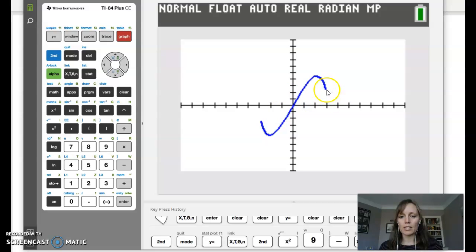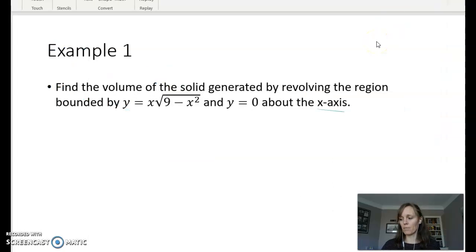And the other thing I want to clarify is that this line is going to continue all the way down to the x-axis. I know that because I know this function is defined at 3 and at -3. So those are the bounds for this particular integral, -3 to 3, because that's the area that's being revolved around the axis. So let's set up my integral here.